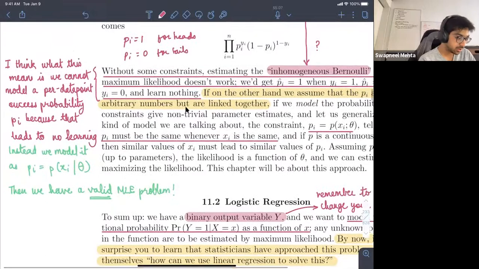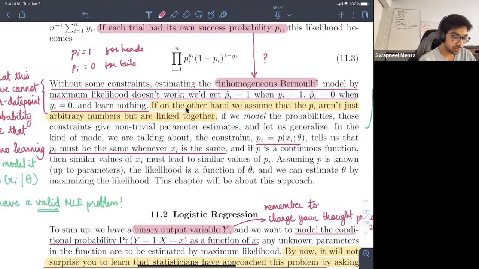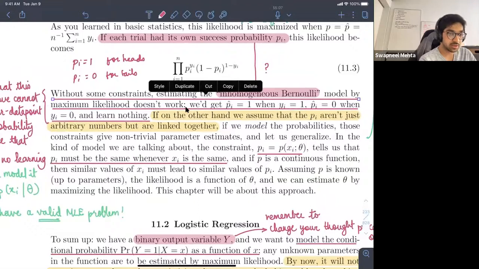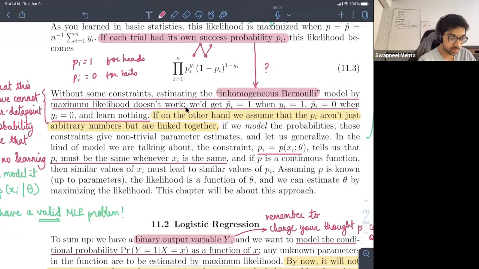Let me be clear, I wrote this down. So I think what this means is we cannot model a per data point success probability because that leads to no learning. Instead we model it as pi is equal to p of xi given theta. Thus we have a valid MLE problem. The reason the other is an invalid MLE problem is because you're going to learn a deterministic value of p that is not a function of x, and that deterministic value is going to fluctuate between 0, 1, 0, 1, 1, 1, 0, 1, 0, 1, that sort of thing. And it's not going to be any real learning.